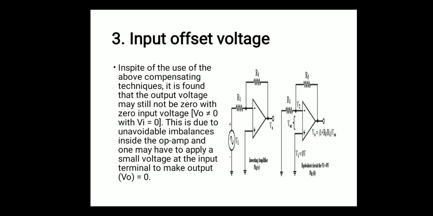Next one is the offset voltage. We have two types, that is input offset voltage and the total output offset voltage. Input offset voltage: whenever both the input terminals of the op-amp are grounded, as you can see in the diagram, the output voltage must be 0. However, in this condition, the practical op-amp shows a small non-zero output voltage. To make this output voltage 0, we have to apply a small voltage at the input terminal. This is called the input offset voltage, denoted as VOS.